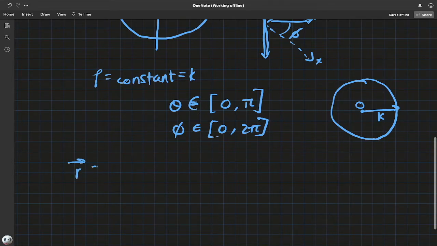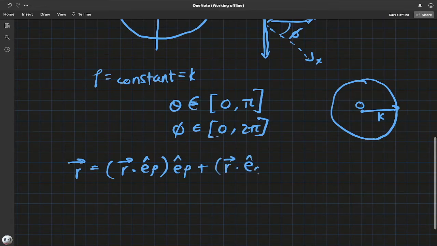You can define your position vector just like we proposed to do for our cylindrical system. Just take the projection of the position vector in those basis vector directions, and you get those respective components.